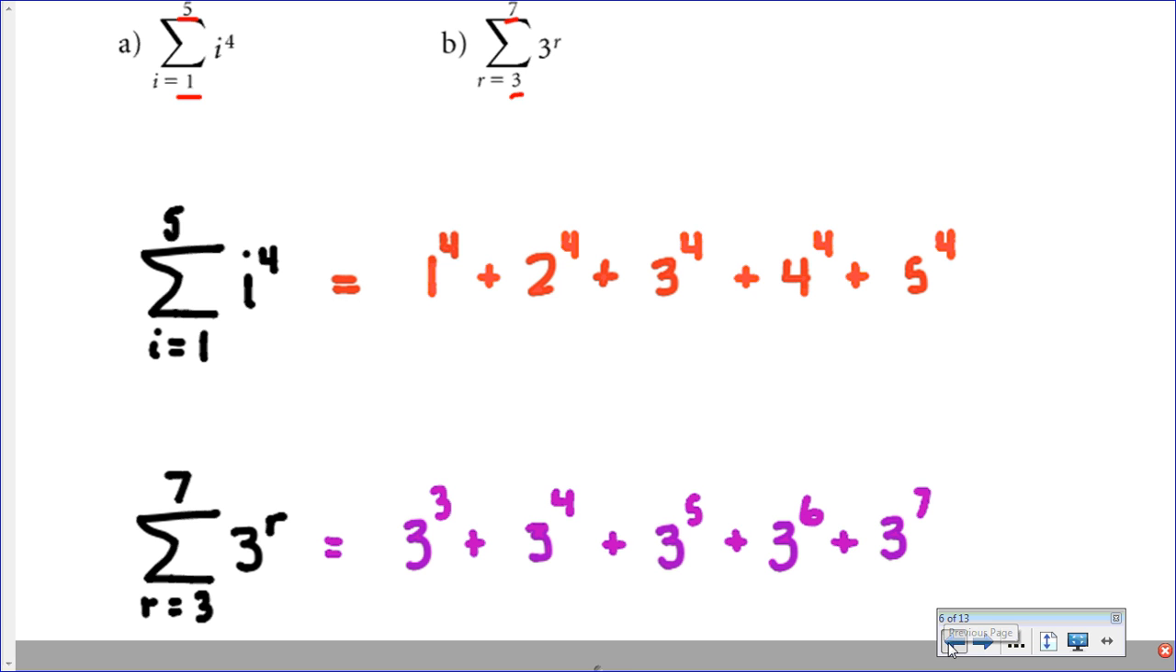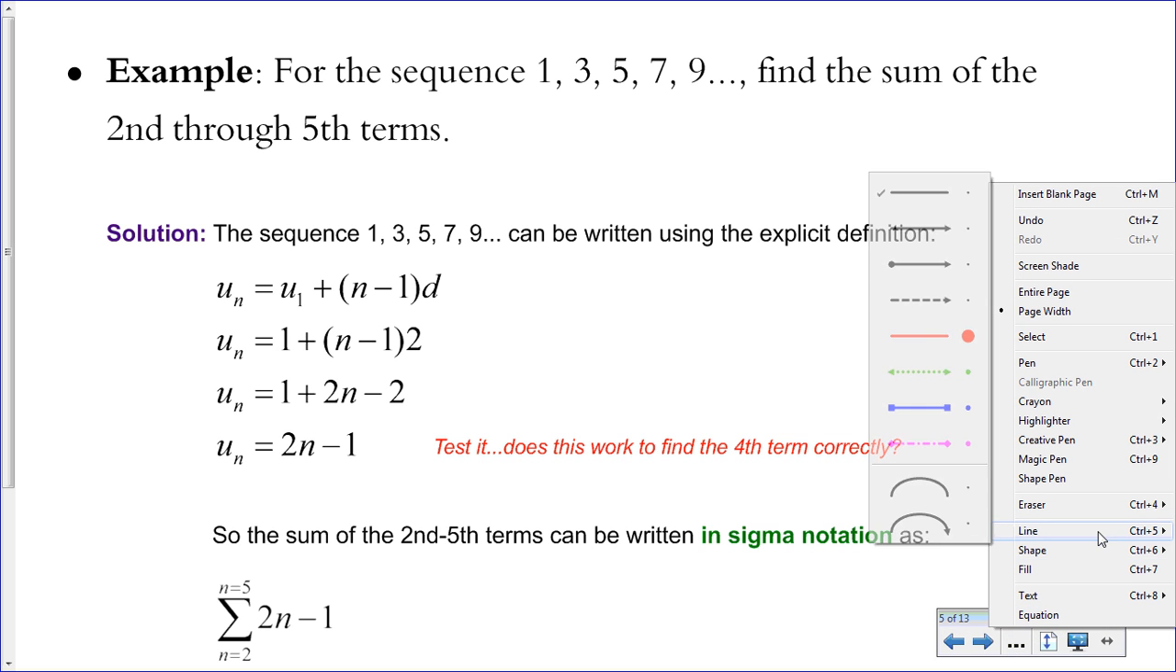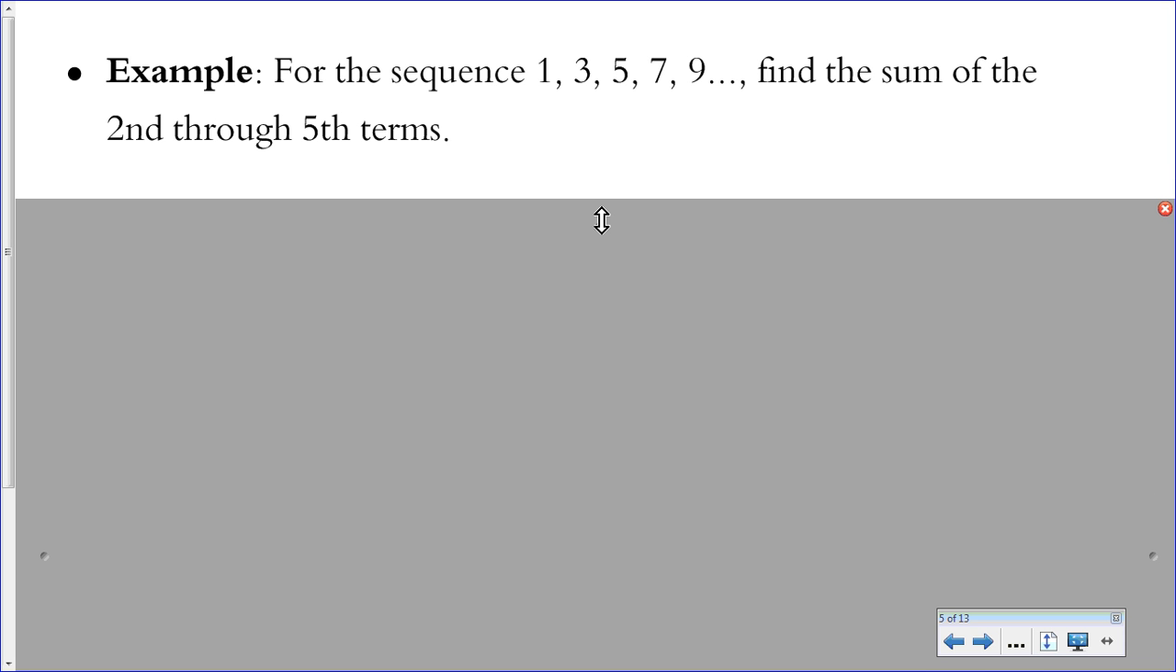I'll go back to the example that I skipped. I doubt you'll ever see anything quite this complicated. Let me pull up a screen shade here. So here's an example.